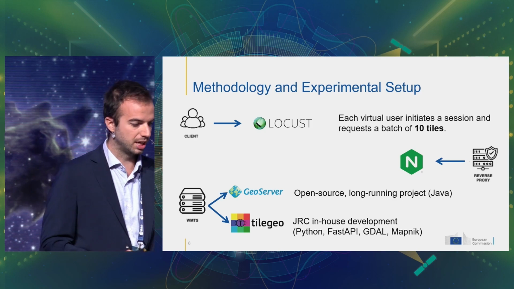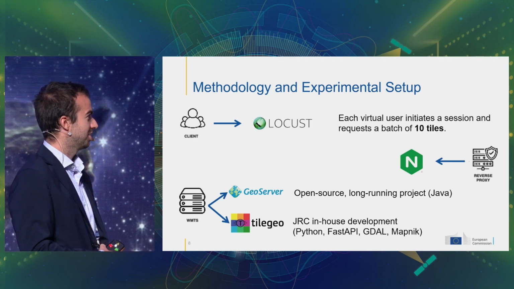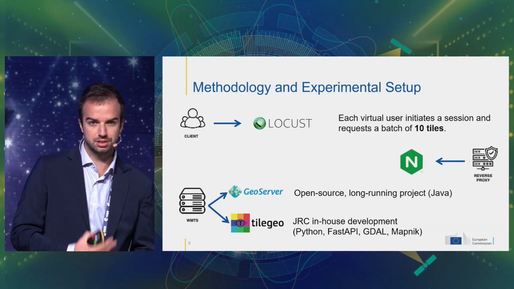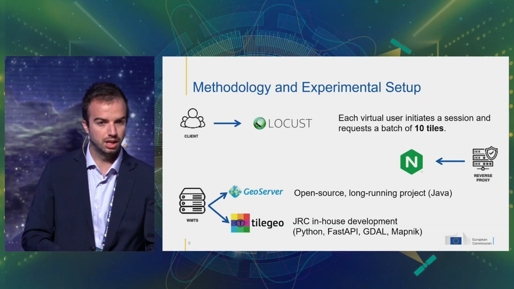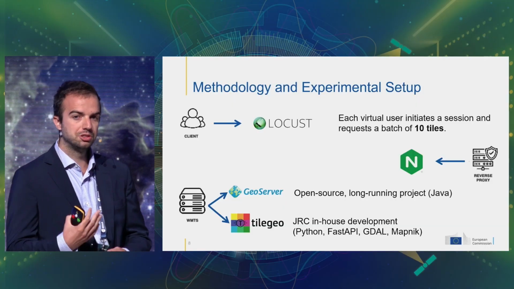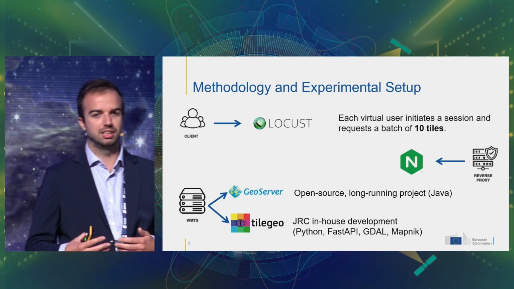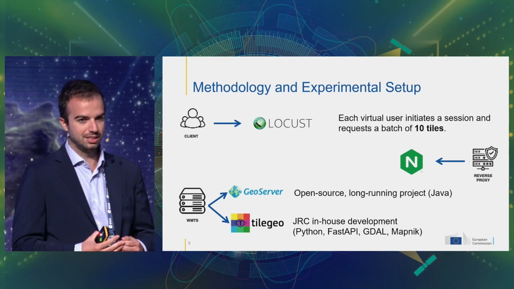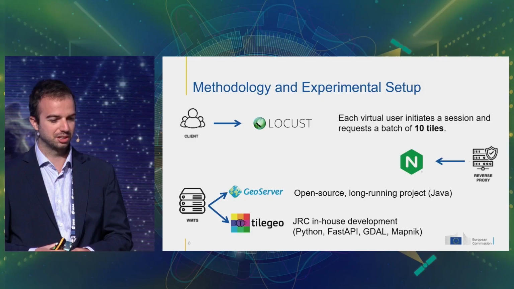Going into some details regarding the actual technological details. For the client, we use Locust. That is a really nice library. It's written in Python, I believe, that allows you to simulate a virtual user, and each user can request multiple API requests. In our case, we request 10 tiles at a time. And you can also put Locust in place in a distributed environment, such that the workload of the client is not just on one single machine.